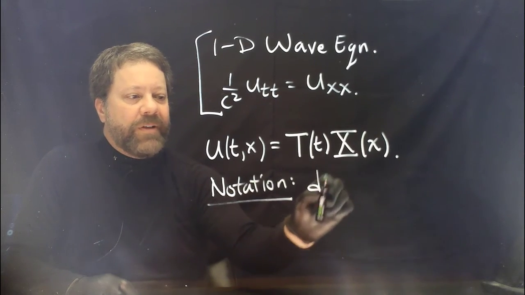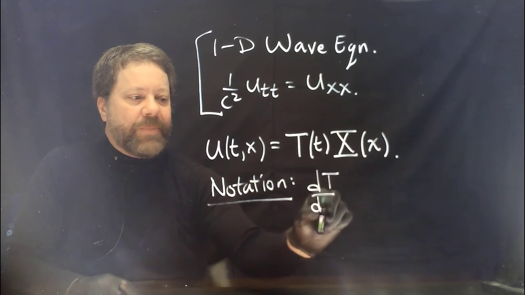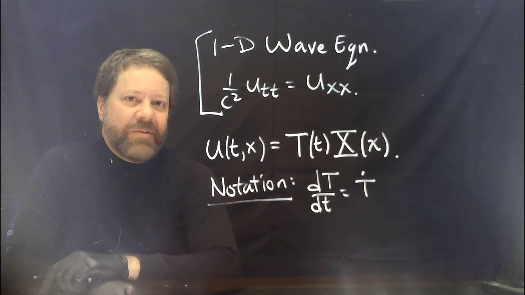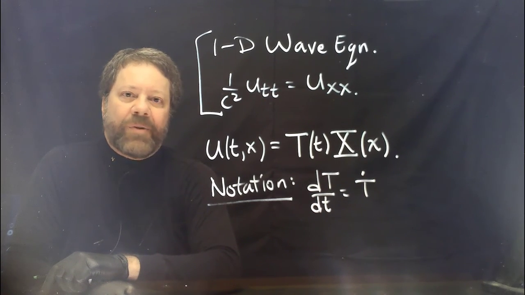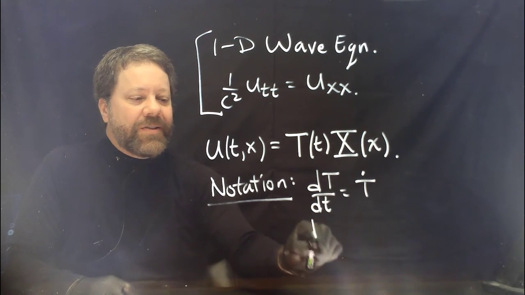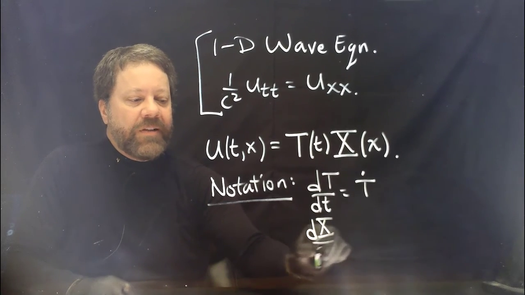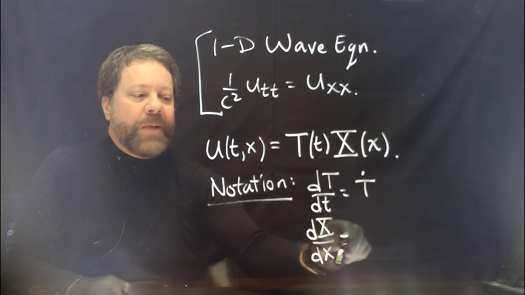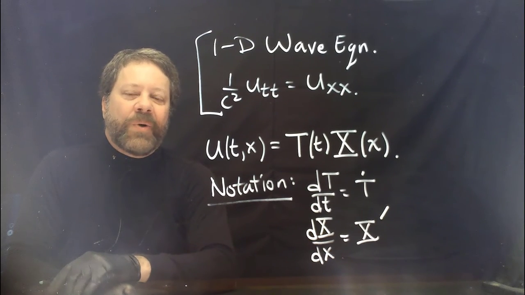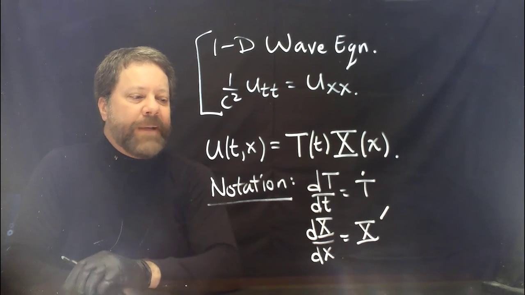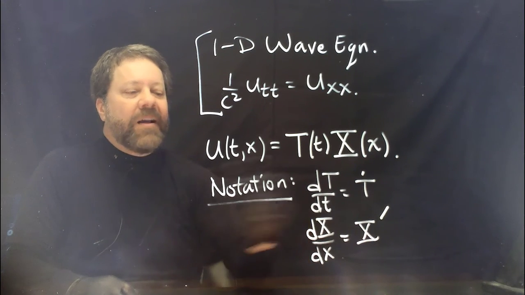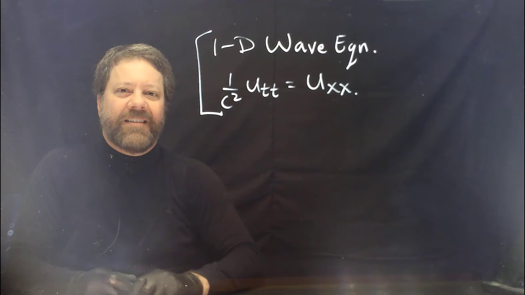We're going to assume the ordinary derivative of T with respect to t is denoted by T dot. Newton used dots to represent derivatives with respect to time, and we're going to do that here. Also, Newton denoted derivatives with respect to spatial variables by primes. So we're going to denote the ordinary derivative of big X with respect to the spatial variable little x as big X prime.